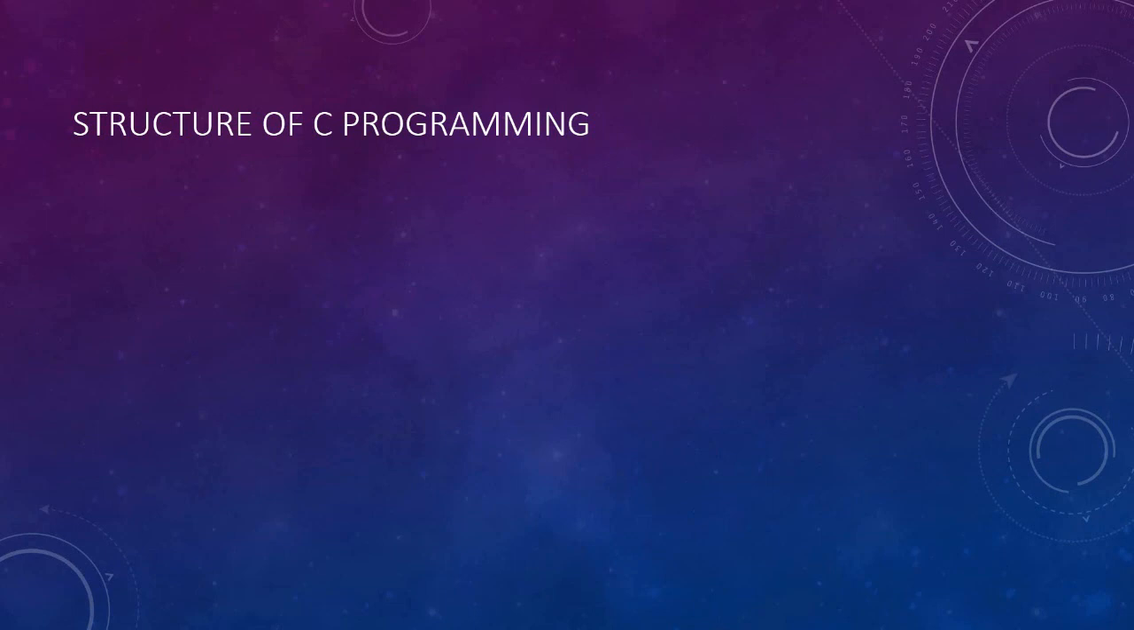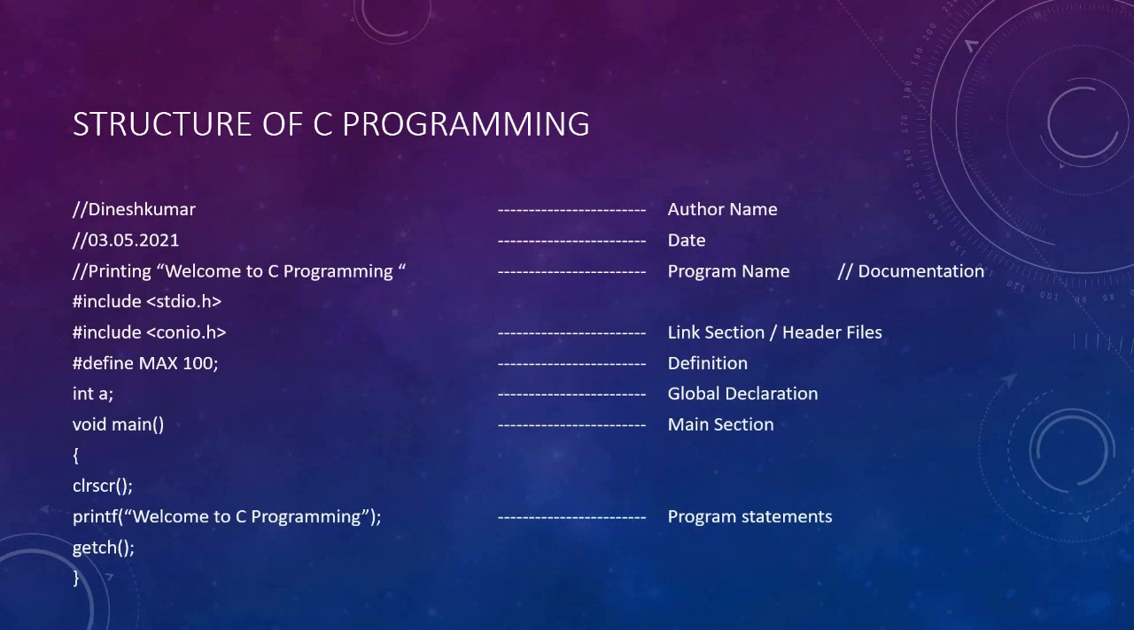Now we will see the structure of C programming, and so far we have seen these things, right? Let me take the laser pointer. First, the program should start with documentation: author name, date, and program name. This is called the documentation section. Then it is followed by the linking section or header files. Then we can give global declarations. We will see what a global declaration is later, followed by the main function. Inside the main function we have to give the program statements. So this is the structure of C programming.